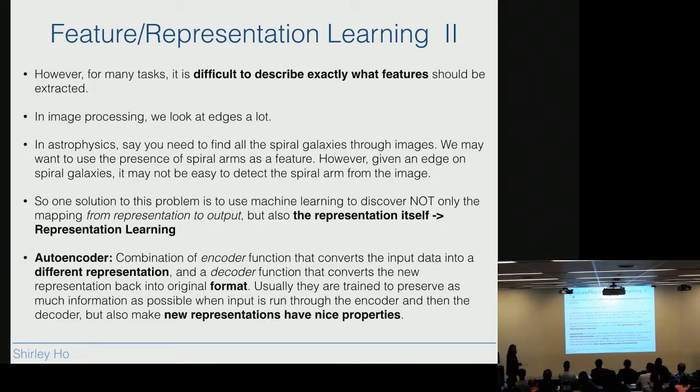So autoencoder, for people who hear about autoencoders over and over again, is basically a combination of an encoder function that converts input data to a different representation. So this bottleneck. They also talk about bottleneck theory. They have many names for the same thing. That converts basically all this large representation, large dataset, into a smaller, crisper representation that's better, and then you convert it back to the original format, but an original format with better properties. So they're trying to preserve as much information as possible, while when you run it through the decoder, it also makes a new representation that has nice properties and makes it expand back.